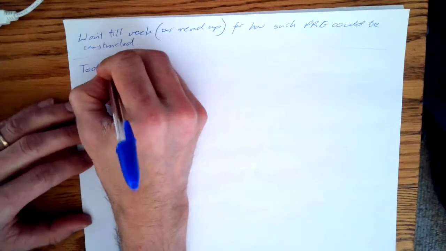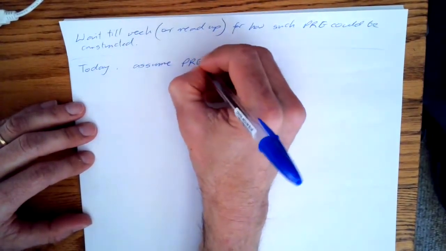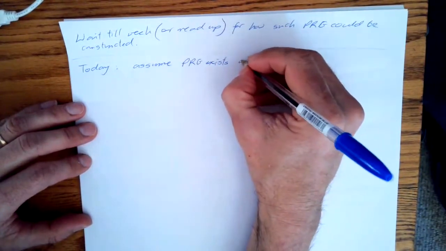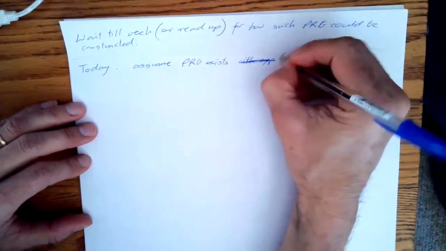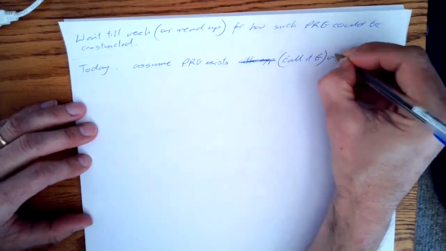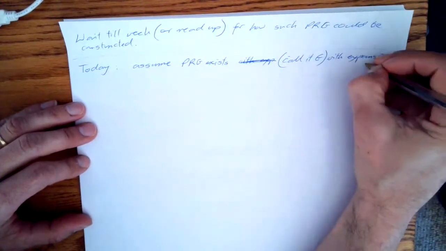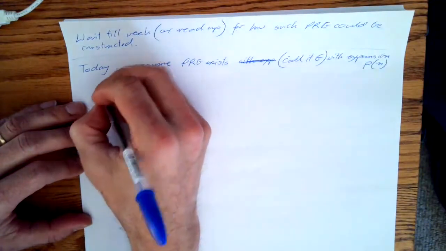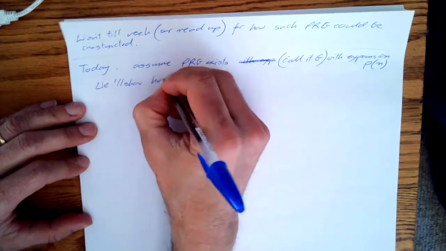Today, assume a PRG exists, so we'll call it G, with expansion p of n, okay? We'll show how to use it to encrypt.